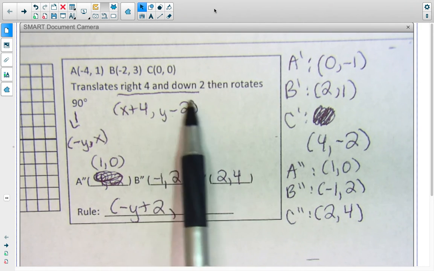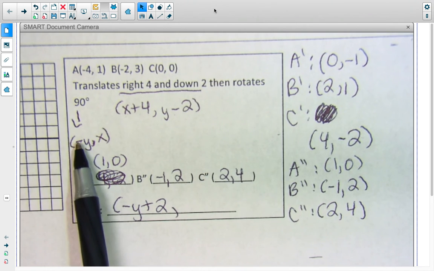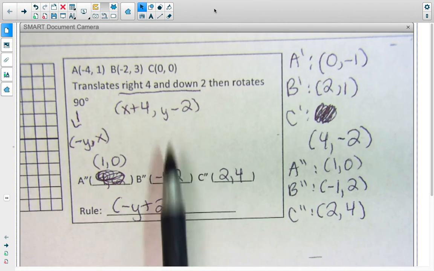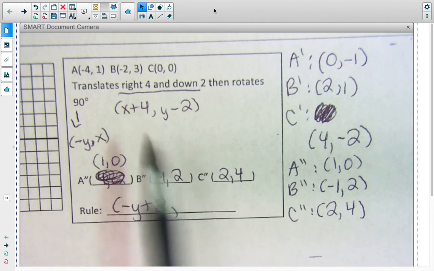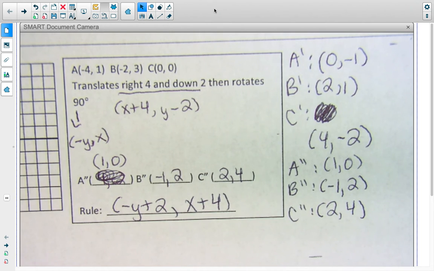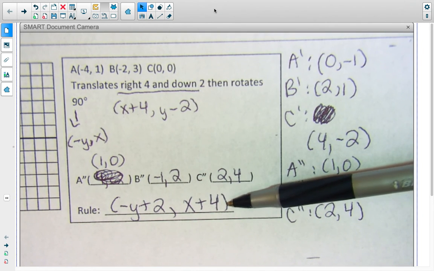So the y coordinate comes first because of the rotation, and then I put a negative in the front. A negative times y is negative y, and a negative times a negative is positive 2. And then the x coordinate came second. So that is our rule on how we could have gone from our pre-image to our final image.